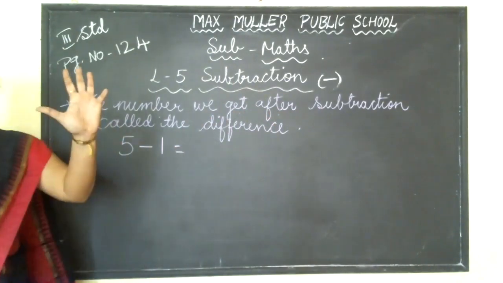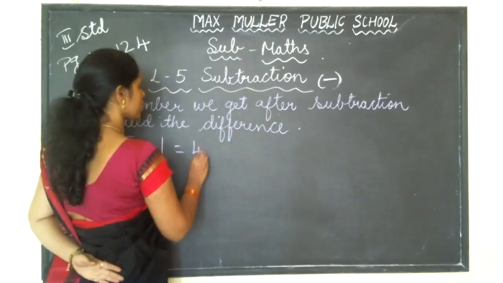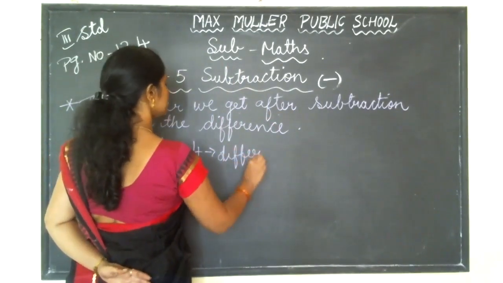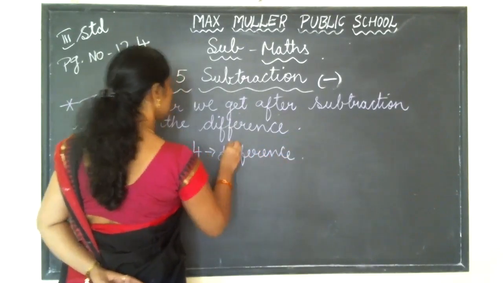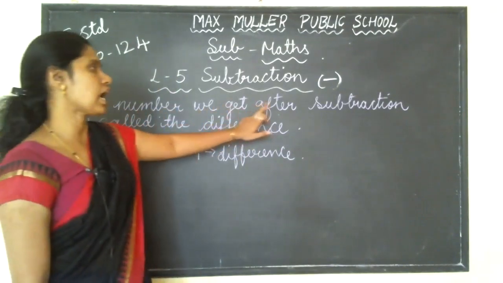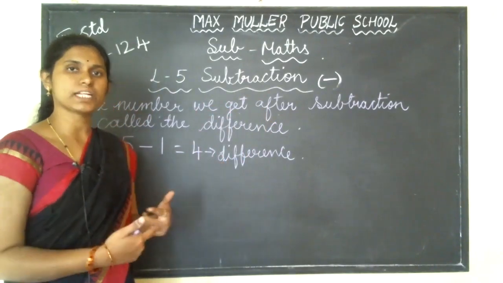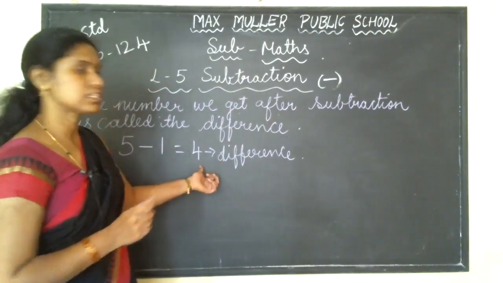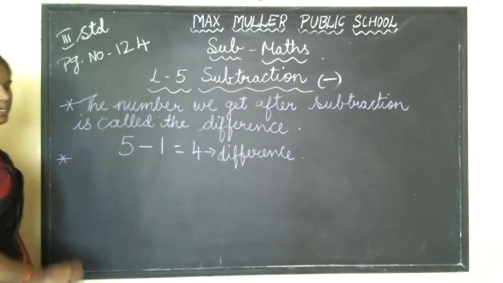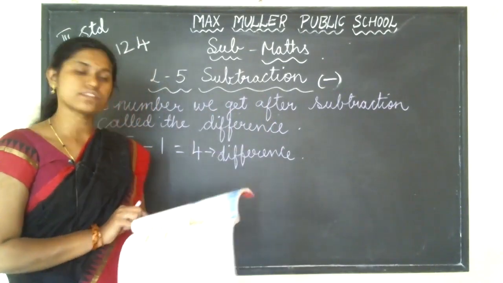From 5, if I subtract 1, how much will you get? 4. So this 4 is called what? The difference. Understood all of you? The first point says, the number we get after subtraction is called the difference. Understood? That is the first point. The second point says we cannot change the order of subtraction.